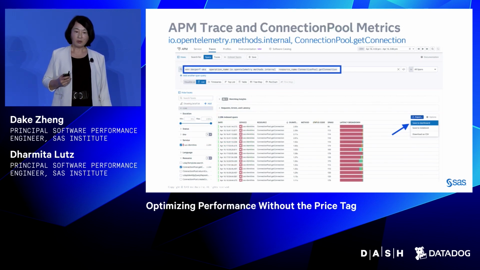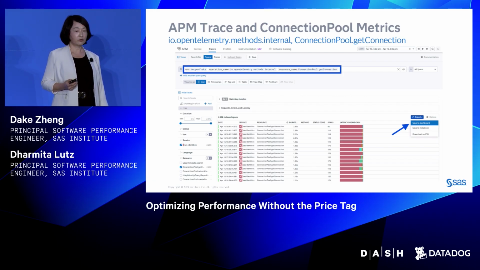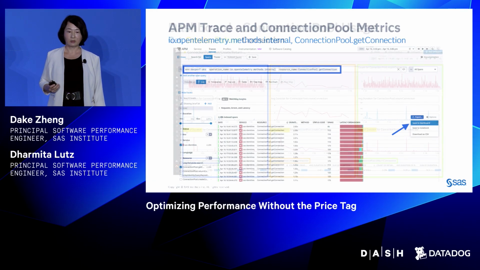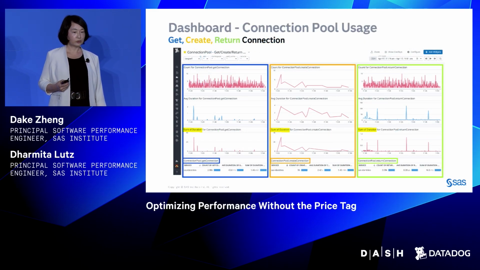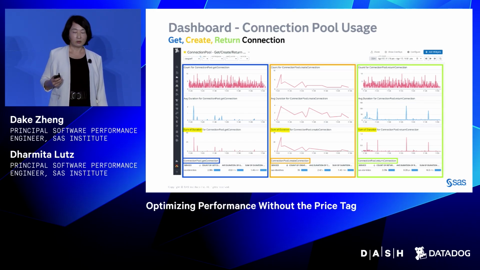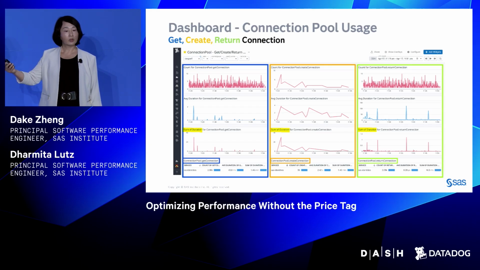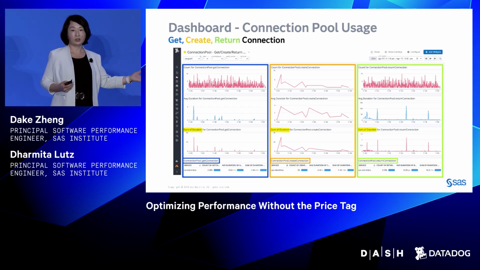To evaluate the impact, we created metrics based on the APM trace. For instance, here's the span query for the get connection metrics. We then built a dashboard to track the connection pool usage for the count, average duration, and sum of duration for the get connection metrics shown in blue, create connection in orange, and return connection in green.